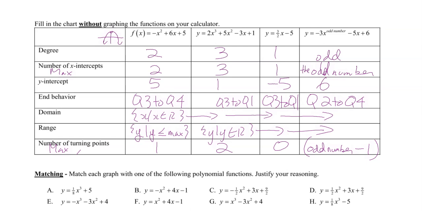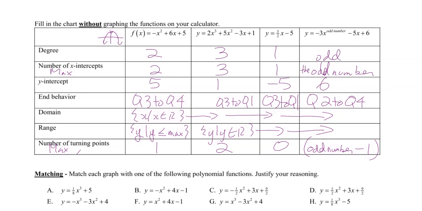The y-intercept is 5, the constant term. The end behavior is Q3 to Q4. Okay, you can sketch it out. Downward quadratic. The domain of every polynomial function is x belongs to the reals. Quadratics have a range. This is less than or equal to some maximum number because it opens down. And it has one turning point. Every quadratic has exactly one turning point.